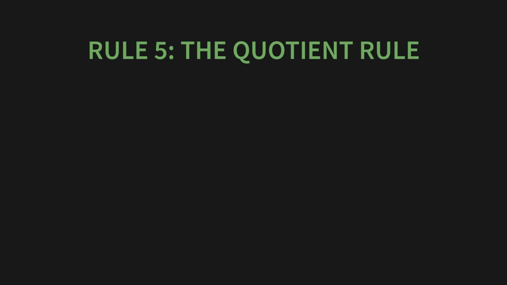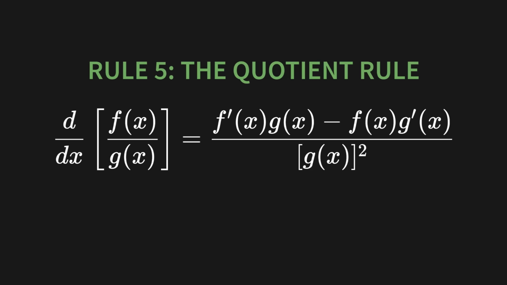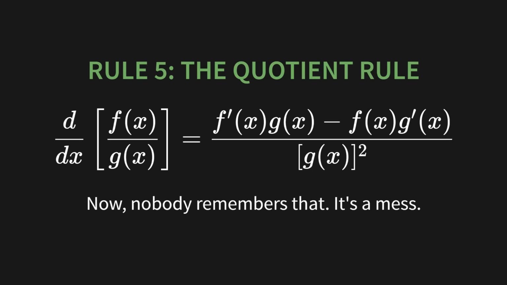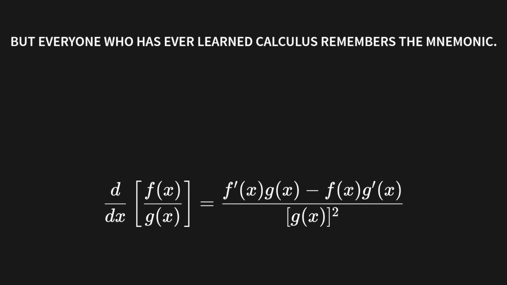And look at this formula. d over dx of f of x over g of x equals f prime of x g of x minus f of x g prime of x all over g of x squared. Ugh, now nobody remembers that. Seriously, it's just a mess. But everyone who has ever learned calculus remembers the mnemonic.